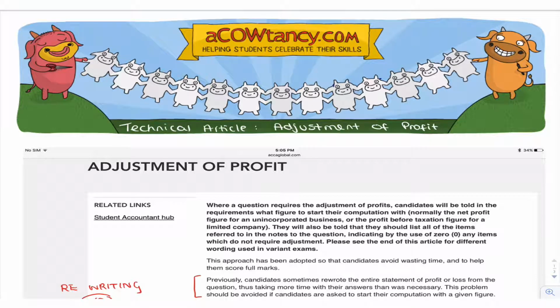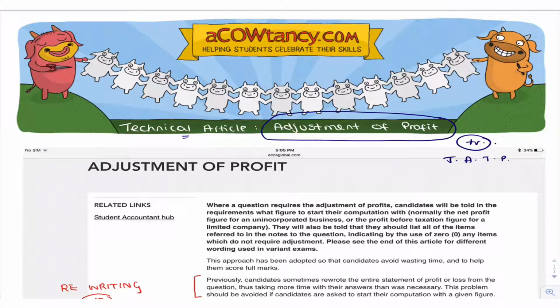Let's read this technical article on the adjustment of profit. This article goes through questions where the examiner gives you a trading profit, or any profit, and tells you that maybe a junior accountant has prepared this and doesn't know all of the rules and regulations, and therefore there are some mistakes in it. You need to correct the mistakes and give them the proper tax adjusted trading profit.